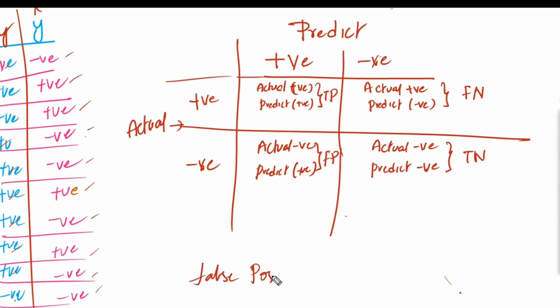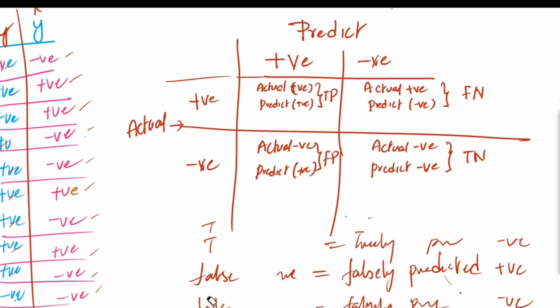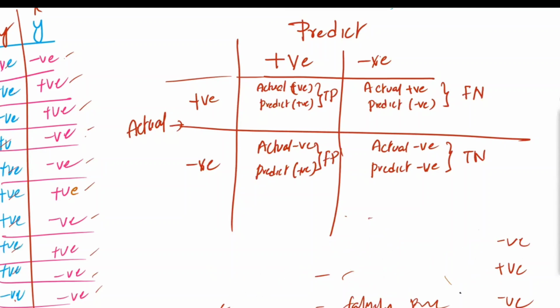False positive means falsely predicted positive. False negative means falsely predicted negative. True negative means truly predicted negative. TP means truly predicted positive. That is the word meaning. Is the meaning of the words clear? Now, we have these four of them. Why have they used the word positive and why have they used the word true negative? It is clear now.